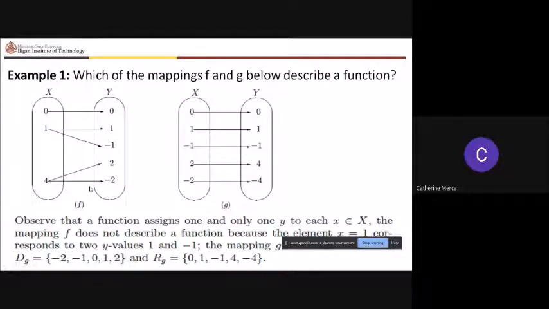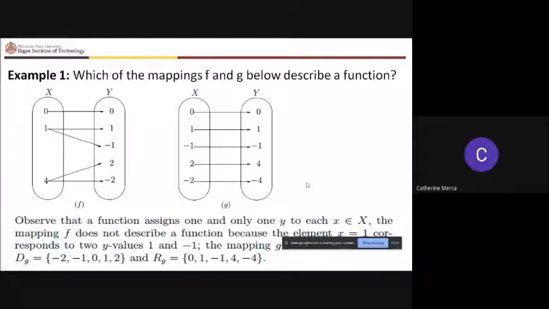So kani, ang F ninyo kay dili siya function because ang 1 diri kay naa siya duha ka assignment. No? 1 is assigned to 1, then it's also assigned to negative 1. Let's take a look on the next one.